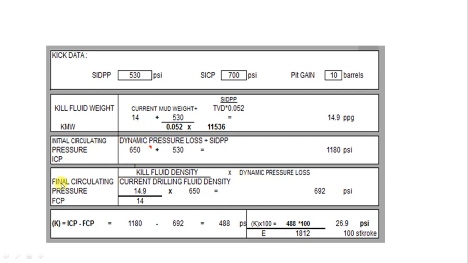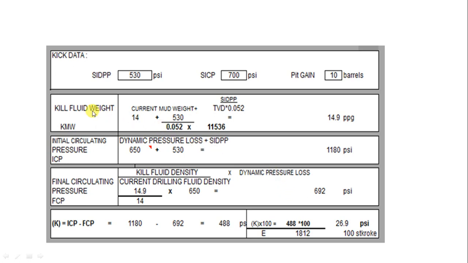The FCP or the final circulating pressure, and this is the seventh or the eighth, I don't know. The final circulating pressure is kill mud weight over the current mud drilling fluid density multiplied by the dynamic pressure losses. So here 14.9 divided by 14 multiplied by 650. So it will give you the FCP, and FCP must be rounded up. So it is 692. Until now we have finished, we have got all the questions or the requirements.